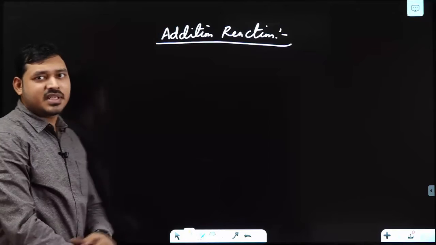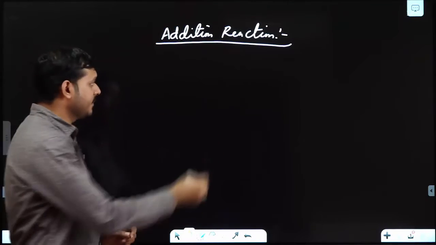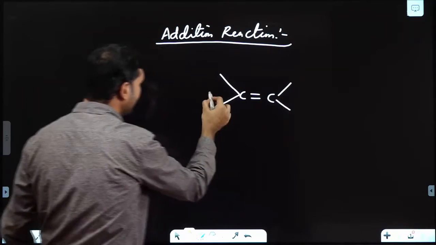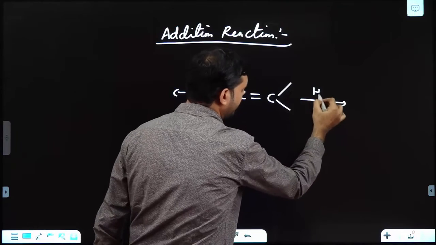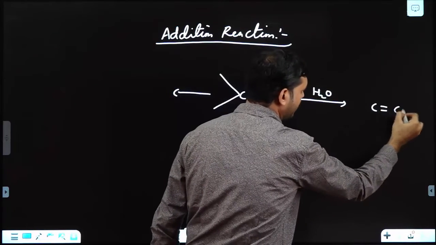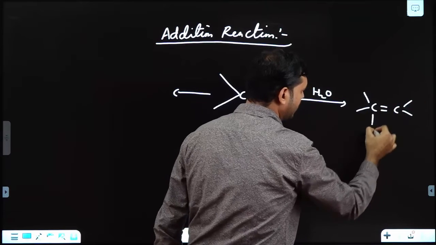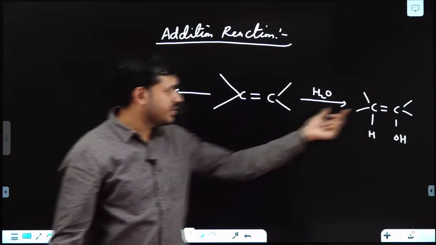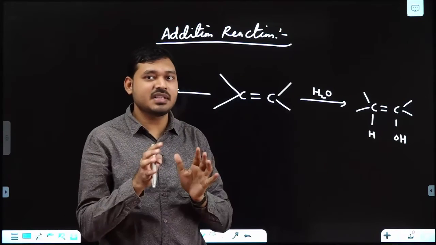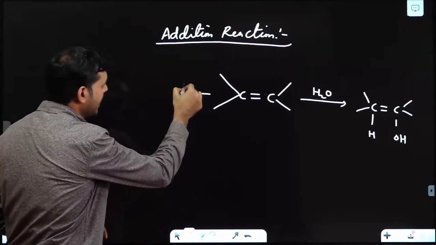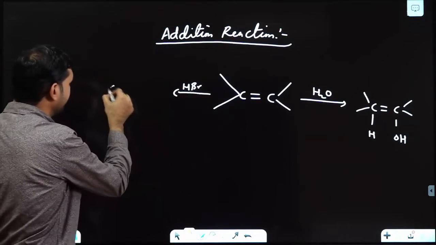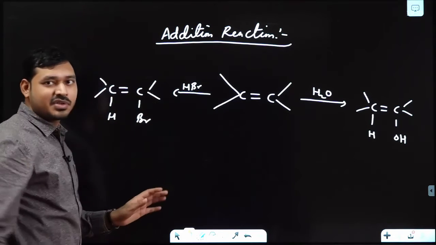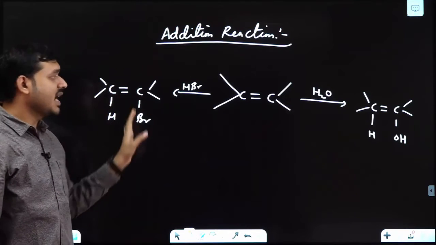Addition reaction. Now just simply understand what is addition reaction. See, from this compound to this compound, water is added here. So it is simply addition reaction. If I take HBr, what will happen? H and Br. So dear students, here you can understand it is addition reaction.